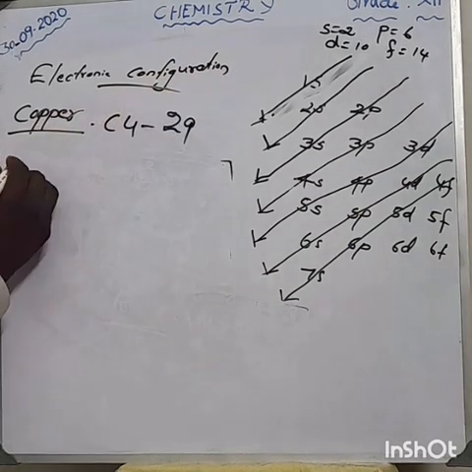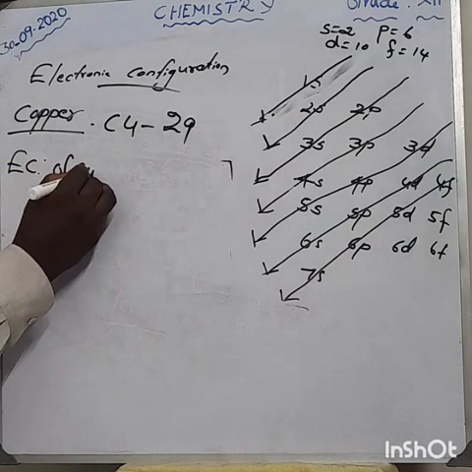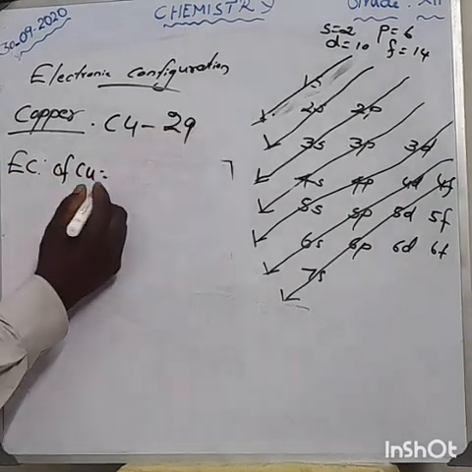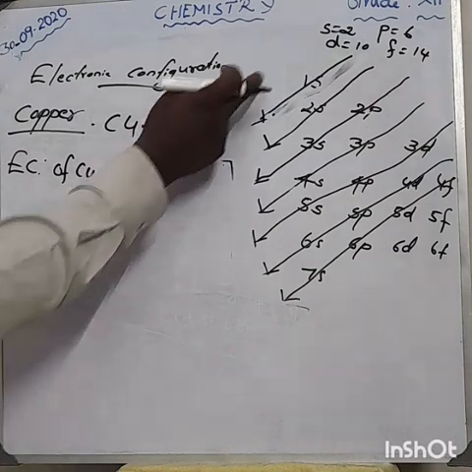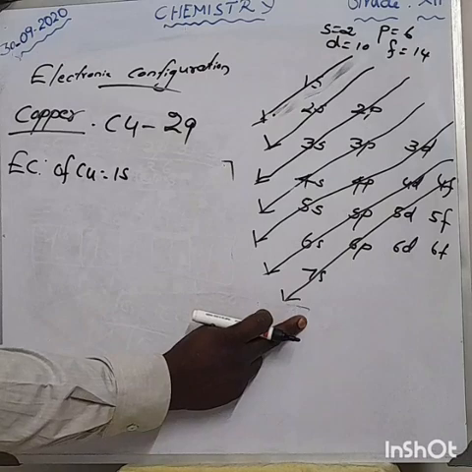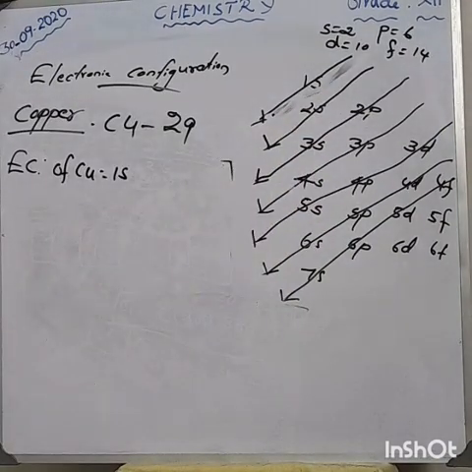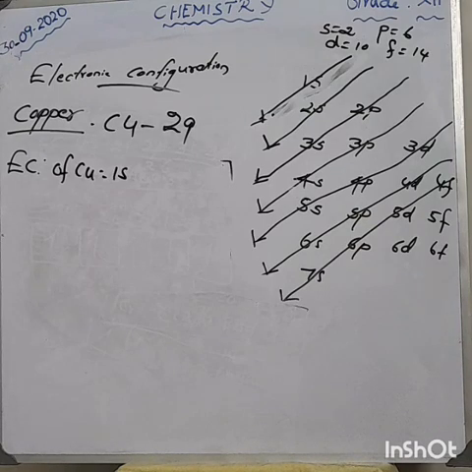Start with 1s. Electronic configuration of copper. Start with 1s. How many electrons can be accommodated? In any s subshell, the maximum is 2 electrons. In any p subshell, the maximum is 6. In any d subshell, the maximum is 10. And in any f subshell, the maximum number of electrons is 14.